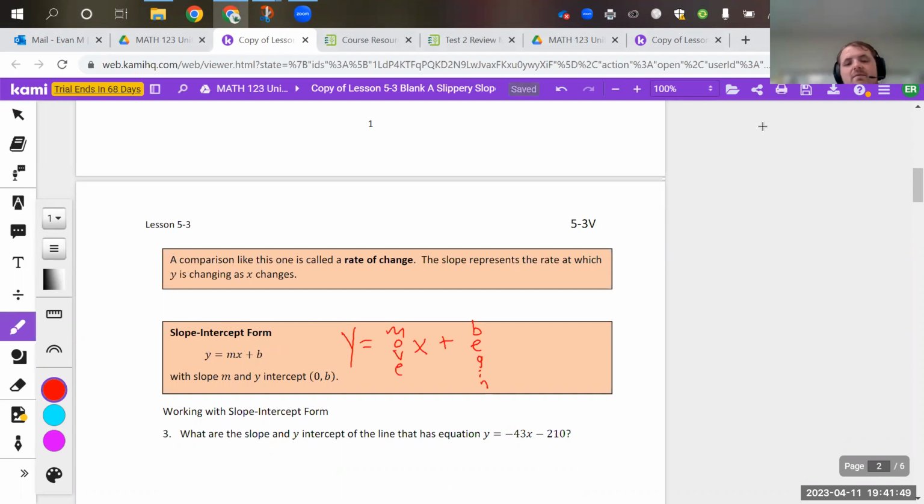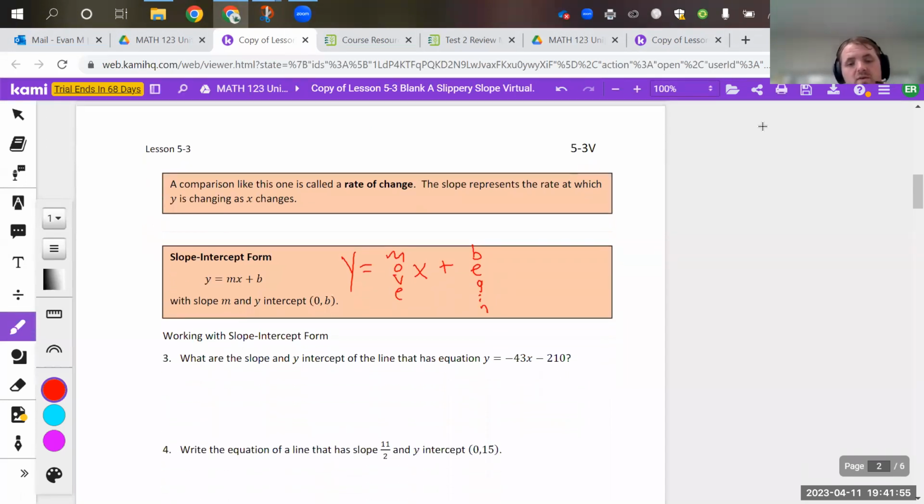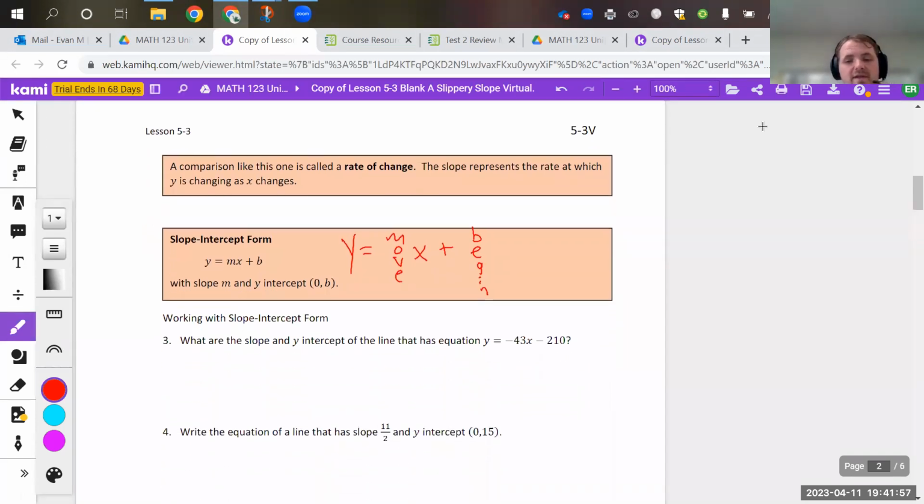And again, the slope tells me how to move, and the y-intercept tells me where to begin. So specifically here, literally 43 is in that m spot. So negative 43 is in the m spot. So my slope is negative 43. And my y-intercept is everything after the x, which is negative 210.